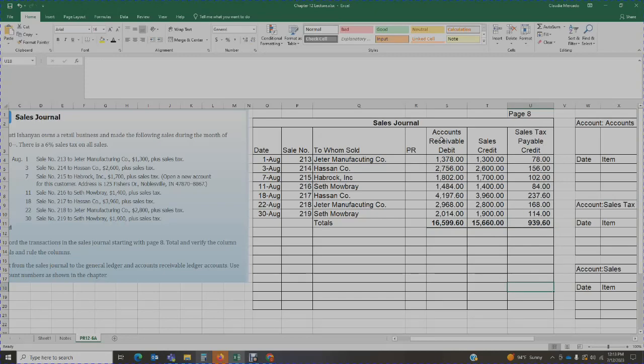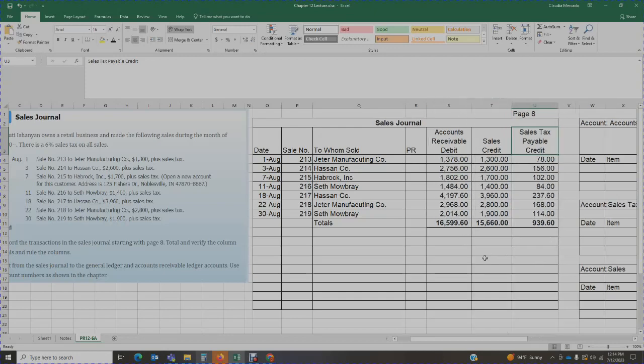Okay, accounts receivable, when we sell something on account, is an asset. We record an increase with a debit, so that's why my account is being debited. Sales is a revenue account, and it increases with a credit. Sales tax payable, anytime we see the word payable, is a liability account. For liabilities, the normal balance is a credit. So when we do our entry, we're going to debit accounts receivable, credit sales and sales tax payable. This is the summary for the month of our sales on account.